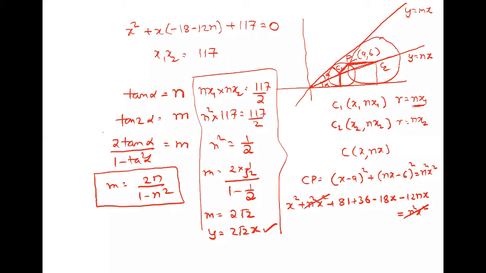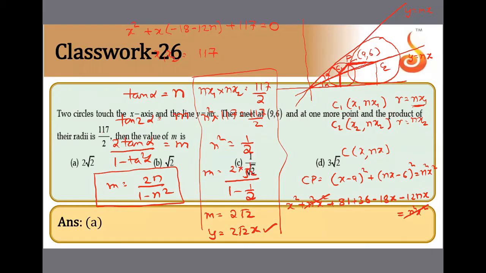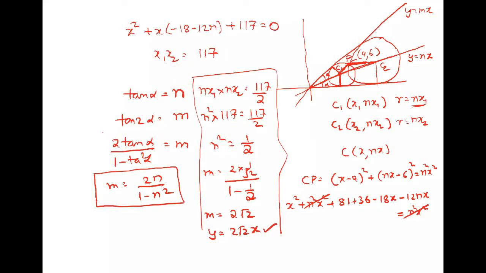There are two circles intersecting at (9, 6). One tangent is the x-axis. Another line is y equal to mx. Sorry, we draw a line y equal to nx. I'll show the question also. Two circles touch the x-axis and the line y equal to mx, and meet at (9, 6) and one more point, and the product of radii is 117 by 2. Find the value of m. This was asked in JEE Mains as well as JEE Advanced.